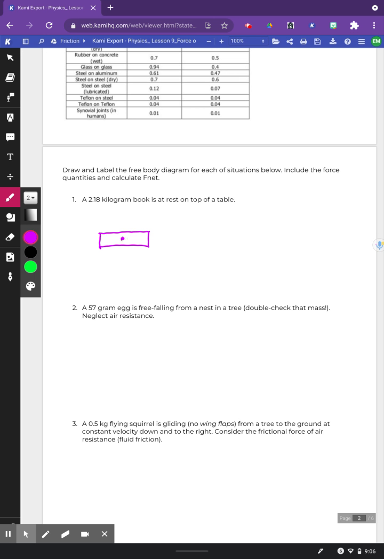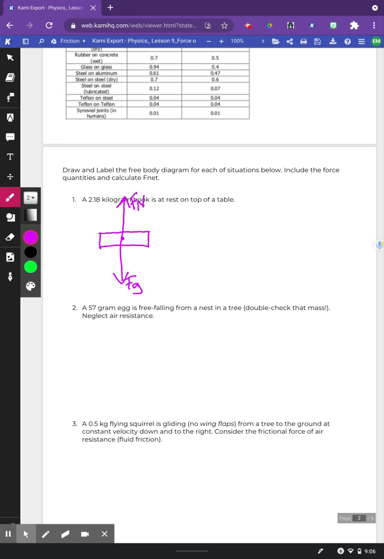I draw a circle to represent my center of mass. And I know that this book is just sitting at rest on a table, so there's only two forces that are acting on it. We have a force of gravity, because it acts on everything. And then because it's at rest, in contact with a surface, there's an opposite force acting up that we call the force of normal.